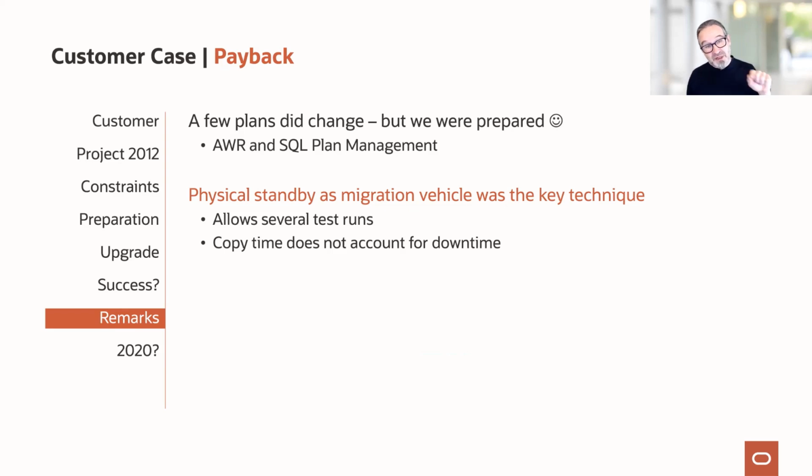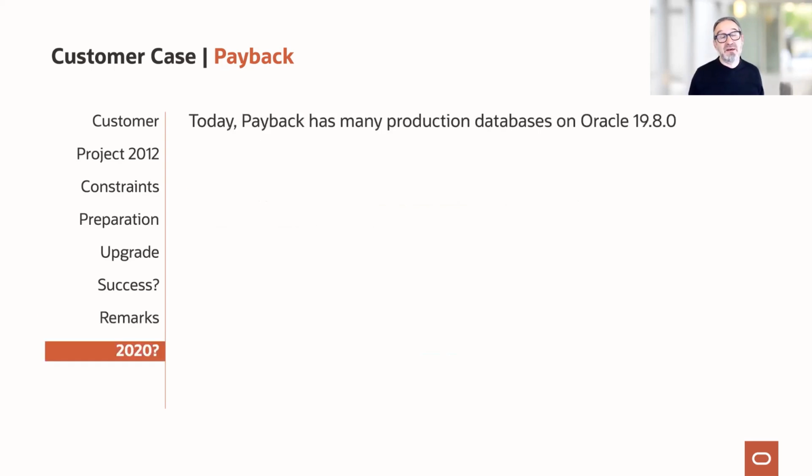And you see already on the slide in the lower left corner, 2020 or 2021, I would say. Of course, Payback has gone through a next Exadata and another one. So today they are on 19.8.0, but we didn't have any bigger migrations. It's just the same technique. We do this when a new Exadata is coming: physical standby as migration vehicle, and that's it. So let's go on with the next topic.